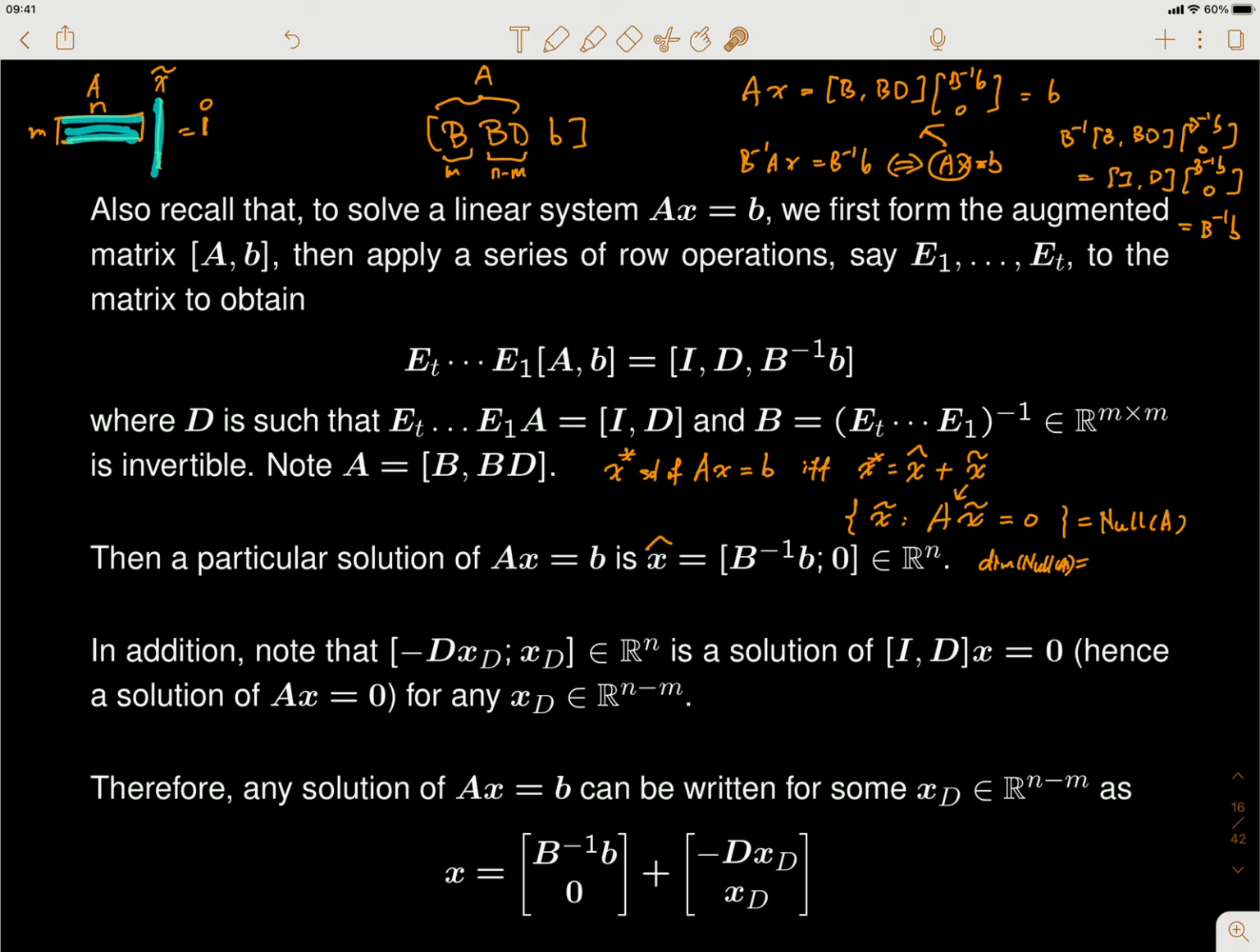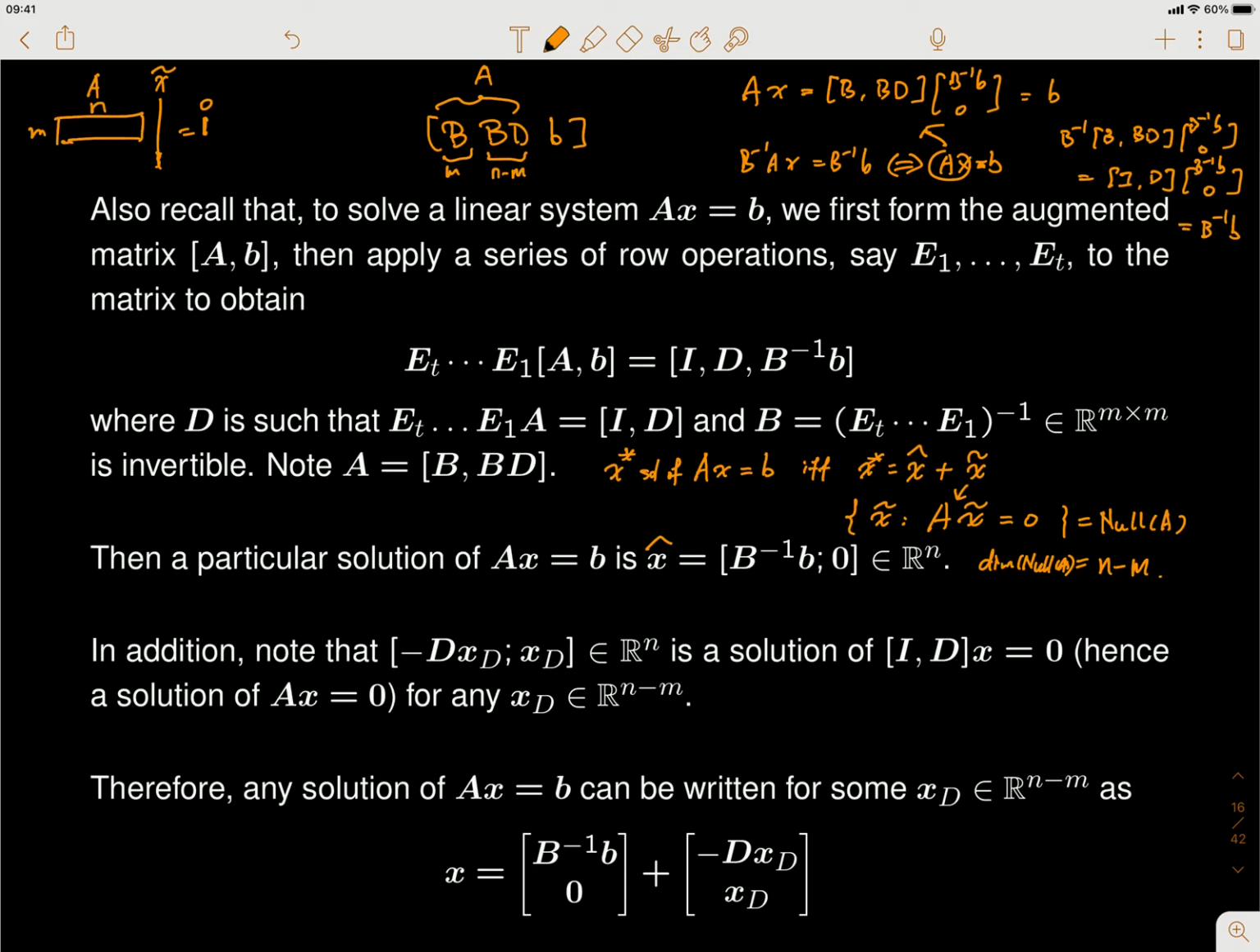Every row here. And remember, there are m rows, and since the rank of A is m, that means these m rows are linearly independent. So they can form an m-dimensional linear subspace of R^n, and the subspace has dimension m. So the space that is perpendicular to this subspace will have dimension n minus m. So that means this null space has dimension n minus m.